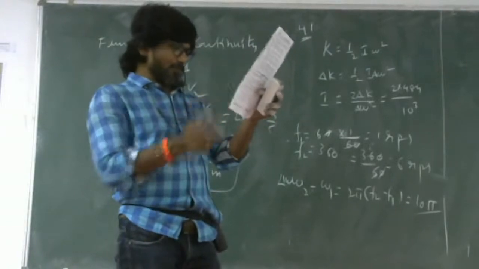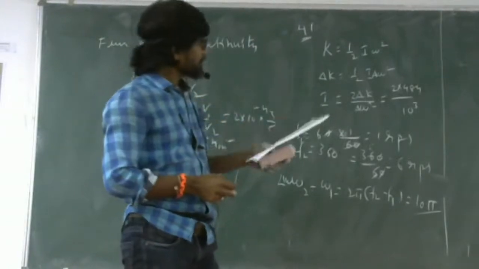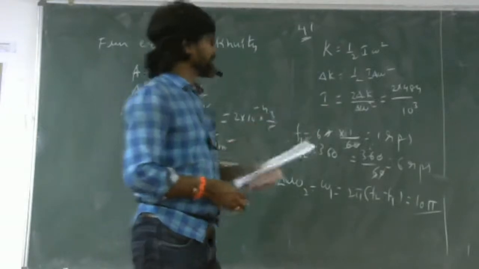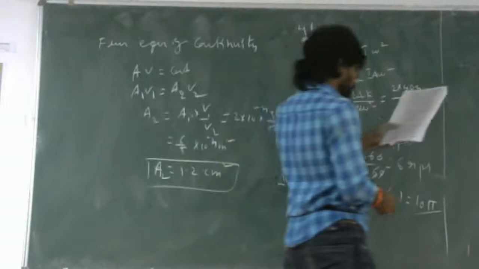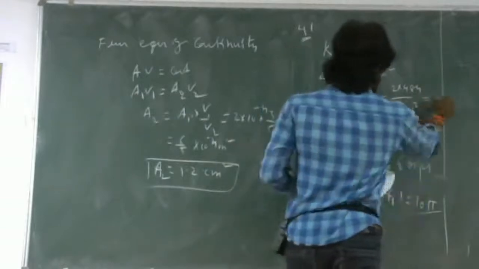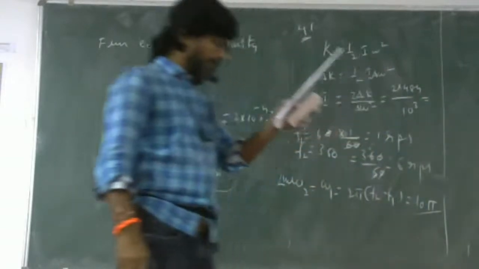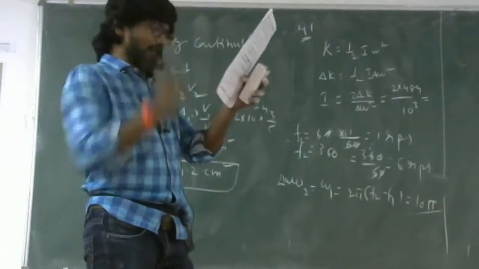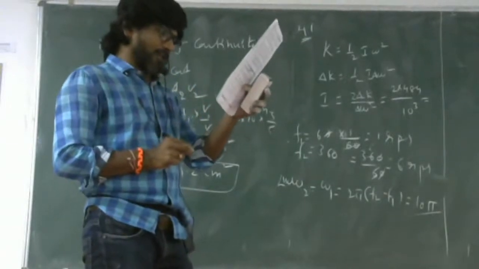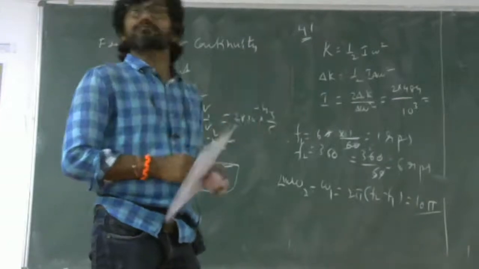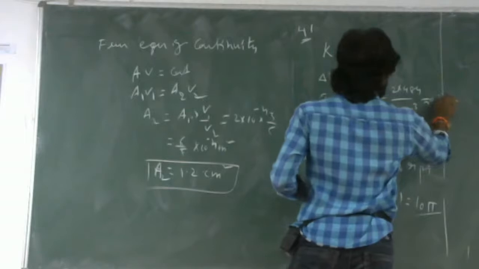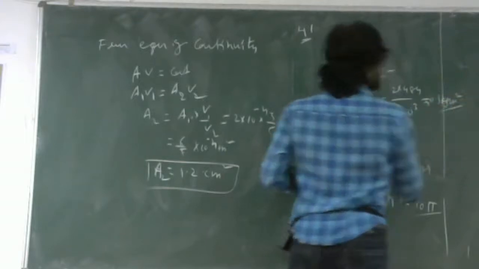Yes. Moment of inertia should be approximately 0.3. The units: moment of inertia should be kg meter square. The printing is a printing mistake; it is kg meter square. Approximately 0.3 kg meter square.